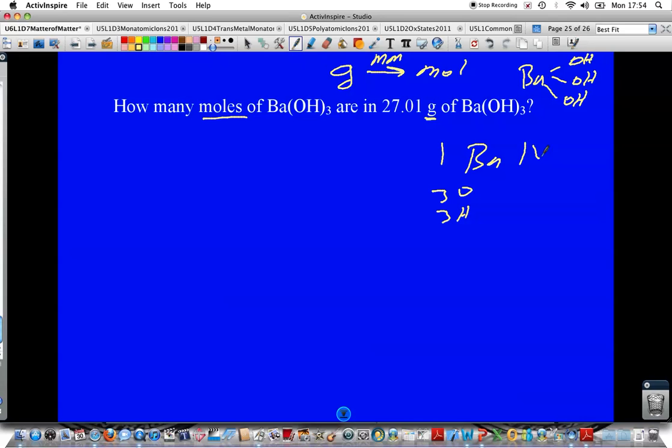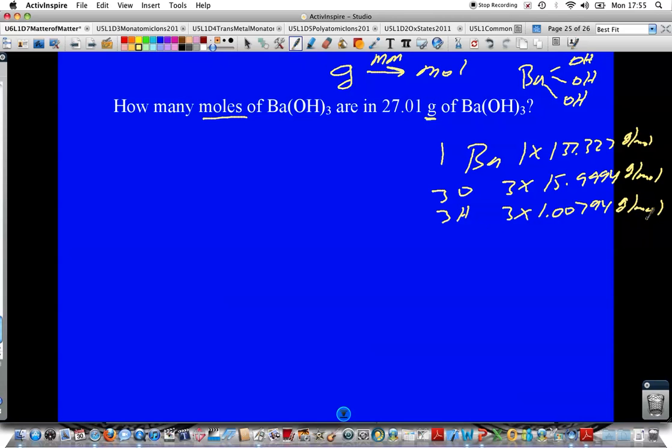Barium is 137.327 grams per mole. Oxygen, we need 3 of those, so 3 times 15.9994 grams per mole. And then hydrogen, 3 times 1.00794 grams per mole. We multiply those out, and we add them together, and our grand total is going to be 188.34902 grams per mole.